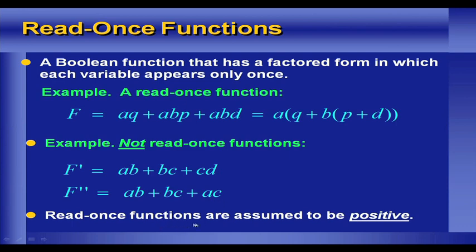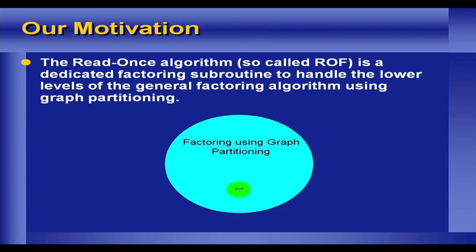Lastly, I'm assuming that these read once functions are positive. That is, if I allow a variable to appear only once, well, if it appears in its negative form, I'll just rename it into its positive form. So if I have a not A, I'll just rename it to be A prime. And since it can only appear once, either as A or not A, I may assume without loss of generality that everything is positive. These are sometimes called monotonic functions.